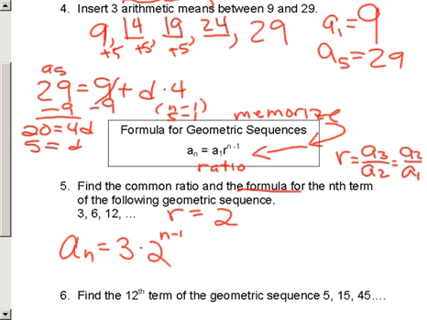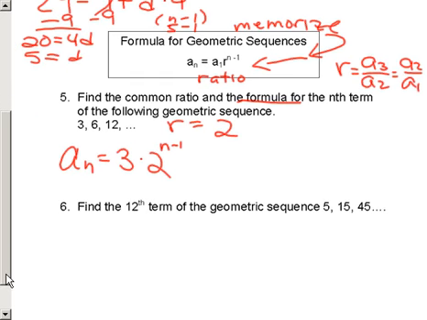Because if we're looking for the fourth term, this would be 2 cubed, which is 8, times 3. 24, right? If this was A4, it would be 4 minus 1, 3. 2 cubed means 2 to the third power, which is 2 times 2 times 2, which is 8. Times 3 would be 24. So the fourth term of this would be 24. All right. Do the next one.